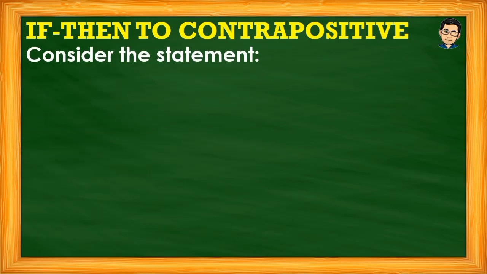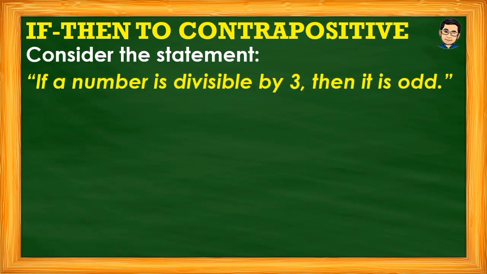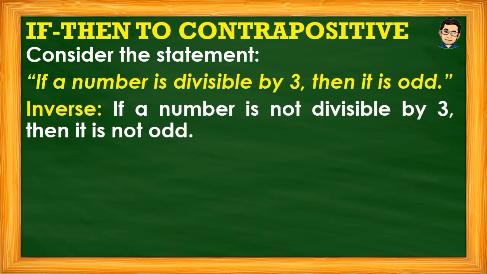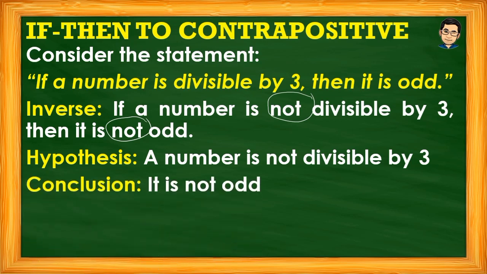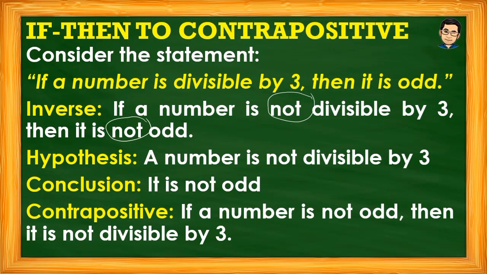So let us have the statement. If a number is divisible by 3, then it is odd. So, yung inverse statement po ng ating conditional statement is, if a number is not divisible by 3, then it is not odd. So, makikita po natin yung mga negation words. Ayan, not. So, pagbabalik rin lang po natin ang posisyon ng hypothesis and conclusion ng inverse statement. So, magiging, if a number is not odd, then it is not divisible by 3.